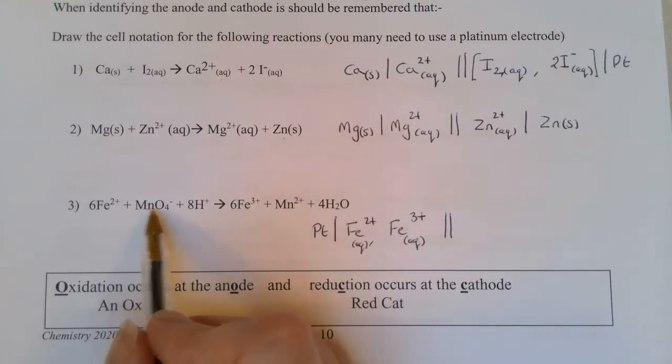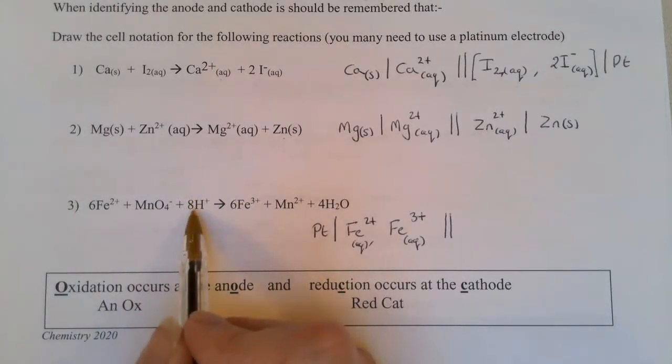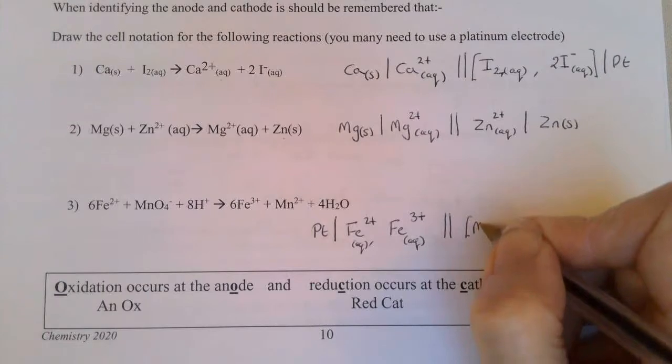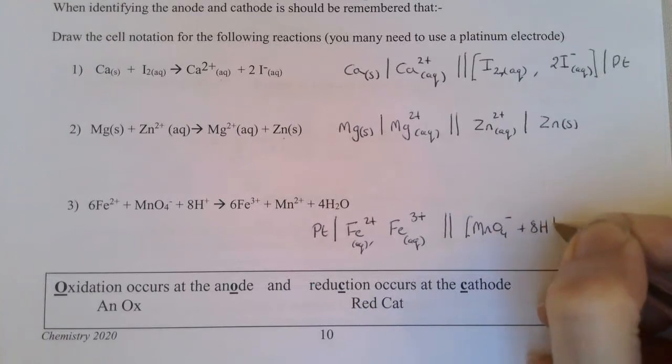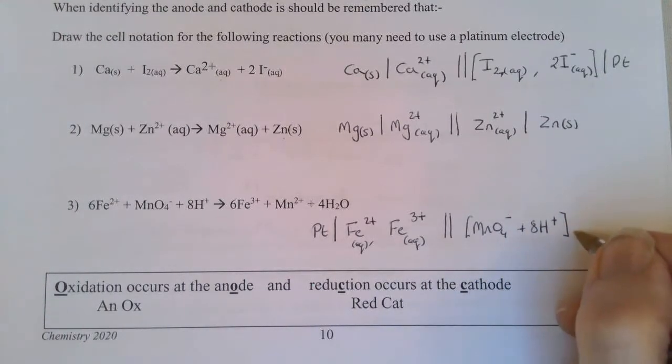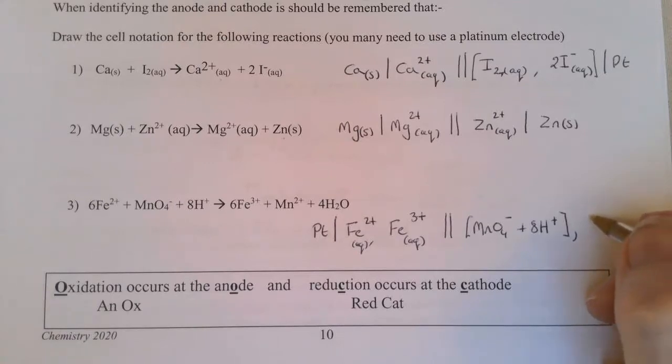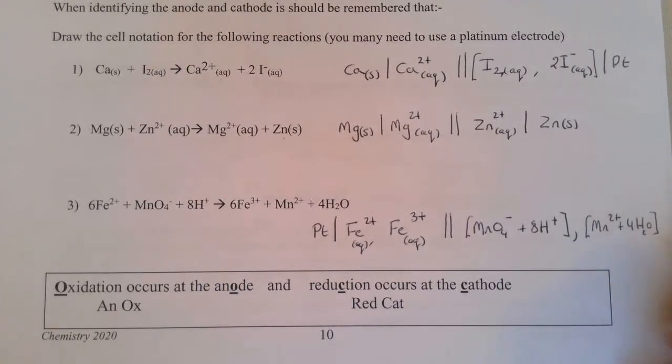Now we have the manganate, but the manganate won't work on its own. It does need these hydrogen ions. So I'm going to put these together. I've got MnO4-, and I've also got my 8H+, and that makes one part of my cell which is separated, comma, from the other part of my cell, which is my Mn2+ and my 4H2O, square brackets. The thing I've missed off and I've got room for is the straight line between that one and Pt, because obviously it needs a platinum electrode for the surface on which this will take place. So that is cell diagrams.